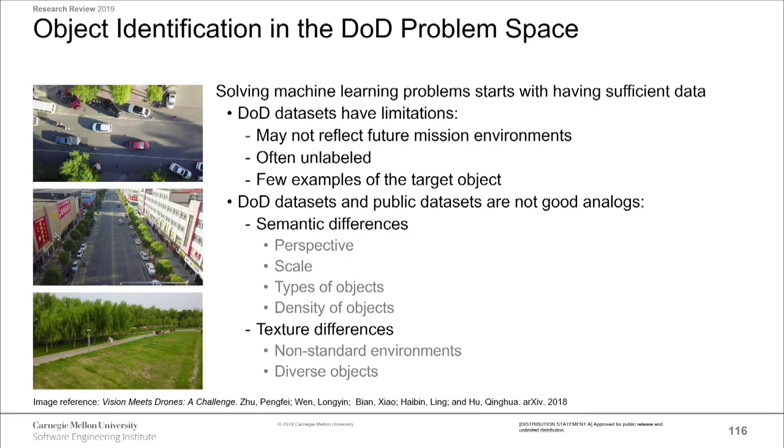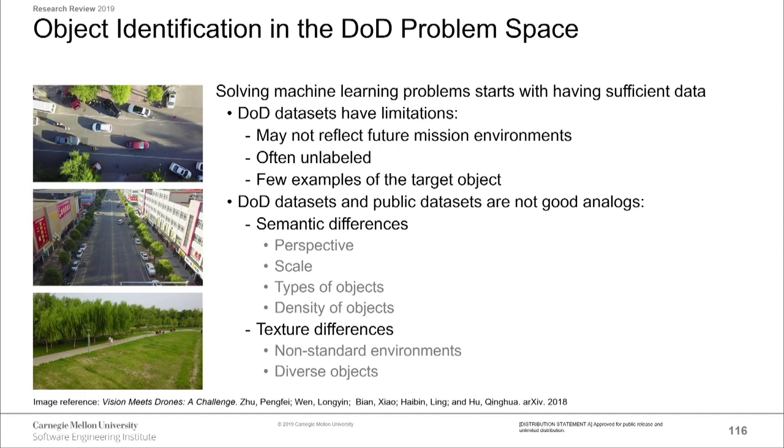So we have differences in perspectives. Do we have something at the ground level, aerial or overhead? What is our scale in the image? So how far away are we from the object? Are there differences in the types of objects we're interested in? So is a publicly available data set interested in cats, whereas we're interested in dogs? And then what's the density of the objects in the data set? So are there a few objects or many objects in each image?